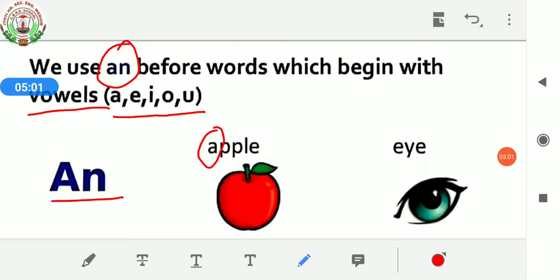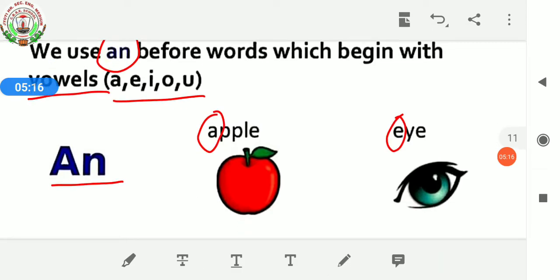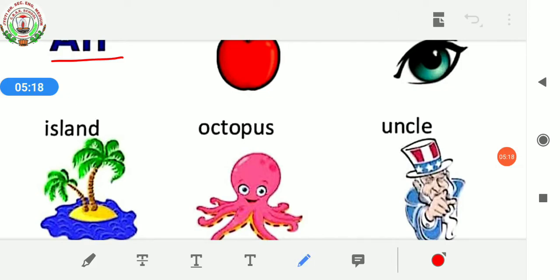Next one is eraser. In the word eraser, E is the starting letter. So we know that E is a vowel. So we have to use an before it. Next one, island. In the word island, I is the starting letter. So we know that I is a vowel. So we have to use an before it.